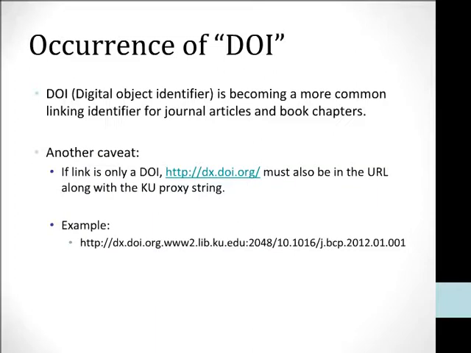DOIs, or Digital Object Identifiers, are becoming more common linking identifiers for journal articles, book chapters, and data sets. Unfortunately, these create another caveat when creating links. If the link is only a DOI, which often is an alphanumeric string, additional characters must also be in the URL along with the KU proxy string.